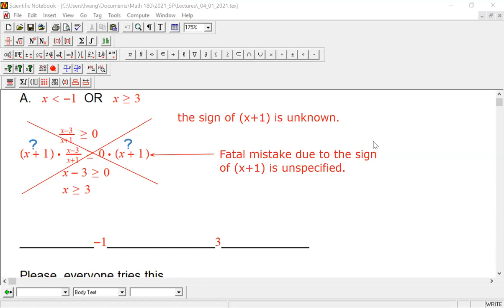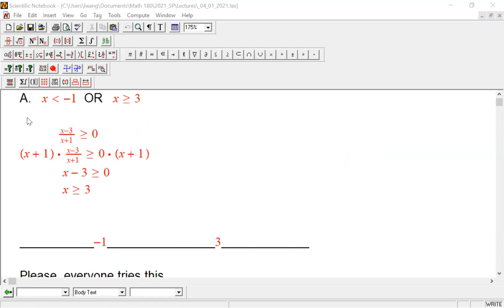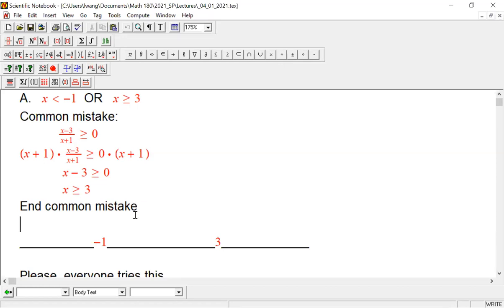So did you guys write it down? Okay. So I'm going to clean up everything. Let me indicate the common mistake. Okay, that's a common mistake. So this here is a common mistake.